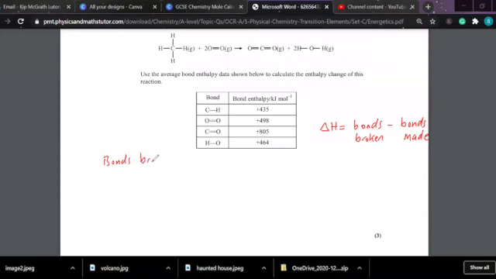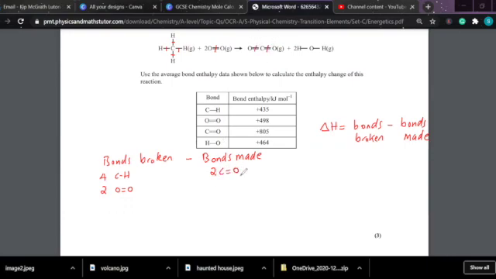With these sort of calculations, it's important to set your working out neatly and do it in a logical order. Messy working out will result in careless mistakes. So I'm breaking 4 C-H bonds and I'm breaking 2 oxygen to oxygen double bonds. And then I take away the bonds made. Let's list the bonds made.